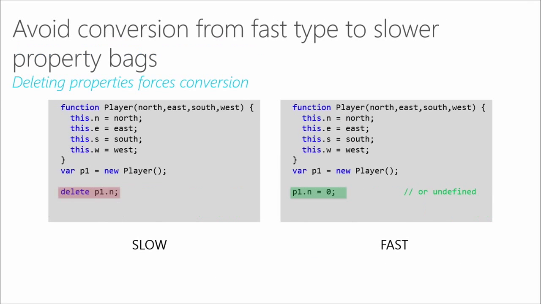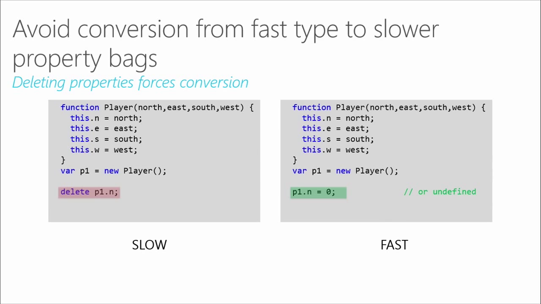So moving on to the next one, again a classical example: delete. Like we said, you probably would have guessed, do not use delete. Very true. Again, avoid forcing the conversion from the fast type to the slower property bag type by continuing to use delete. You could simply use something like 0 or null to do the job.